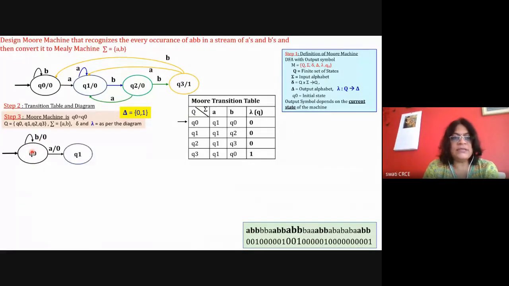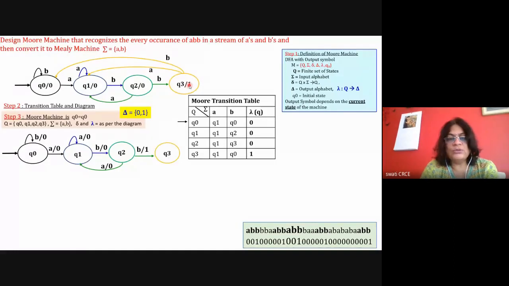Now here the state Q1. Q1 with A is going to Q1, so it will be A by 0. Now B is going to Q2, so it is B by 0, and the state is Q2. Q2 with A is going to Q1, so it is A by 0. Q2 with B is going to Q1, so it will be B by 1. Then Q3. Q3 with A is going to Q1, so it is A by 0. And then B by 0. So like this, you just remove this output symbol from the state and write it after the input symbol.